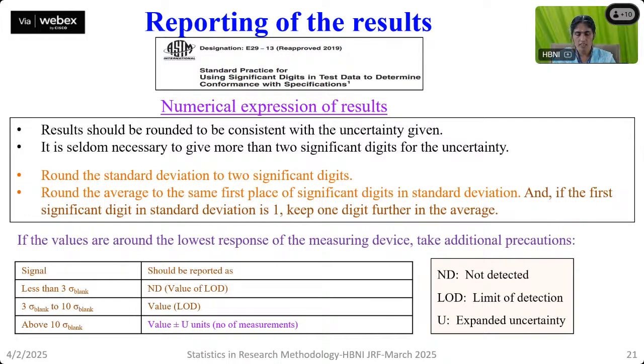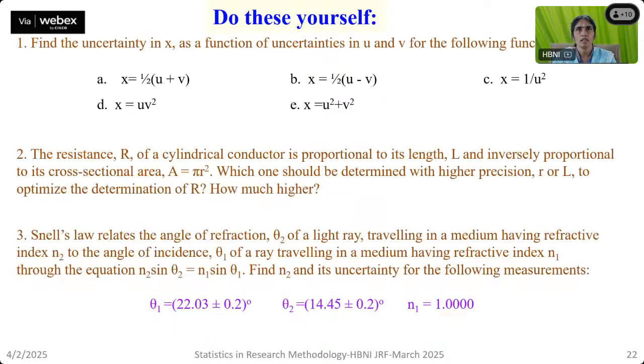Sometimes we say that it is either present, not present. If at all present, then only the question comes whether it is quantifiable or not. Even if it is present, whether my measuring tool allows me to do the quantification, that is discussed in this table. So this also you try to follow. And these problems are for you to do yourself.